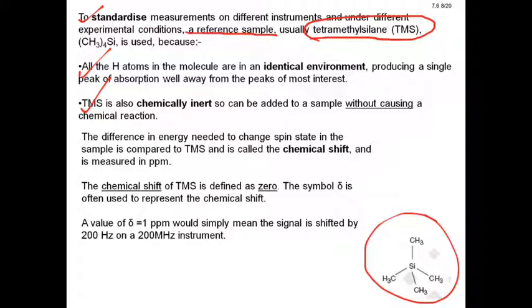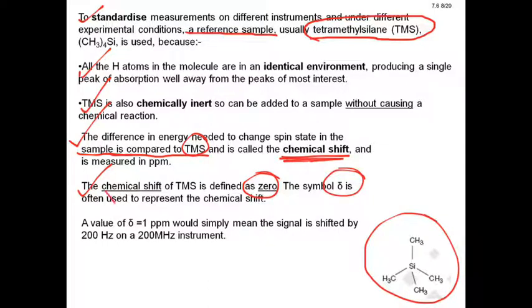Okay. Now, this point here. The difference in energy needed to change the spin state in the sample is compared to the energy level at which TMS absorbs, and this is called the chemical shift in parts per million. Now I describe that in the next slide. The chemical shift of TMS is defined as 0 because it's taken as the reference point. The symbol Greek little delta is often used to represent the chemical shift.